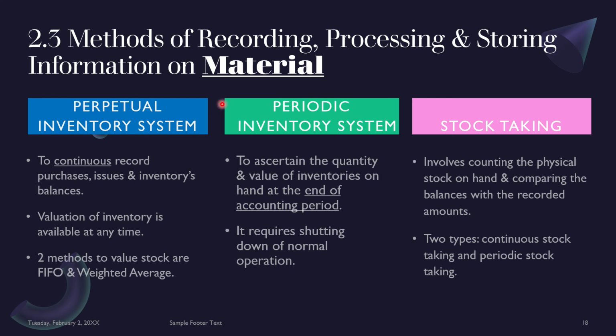The recording of material can be either in the form of perpetual inventory system or periodic inventory system. Periodic inventory system is a system to ascertain the quantity and value of inventory on hand at the end of accounting period. Whereas perpetual inventory system is a system to ascertain the purchase, the issuance, and also the inventory balance continuously.